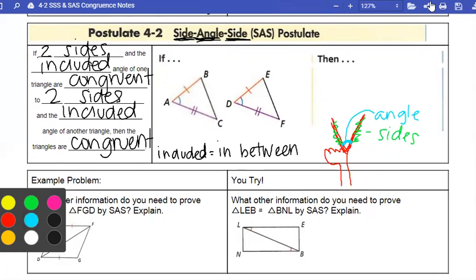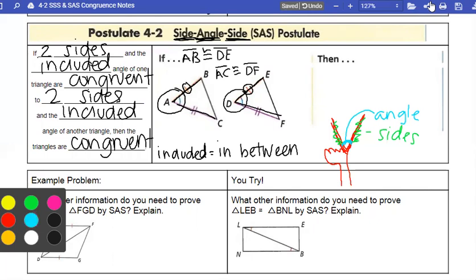So if you look at this diagram here, we have AB, which is congruent to DE because they both have one tick mark. So AB is congruent to segment DE. We also know that AC is congruent to DF because they both have two tick marks. Now, if you look, our angle is right in between our two sides. So angle A is congruent to angle D. Remember those arcs there mean that they are congruent.